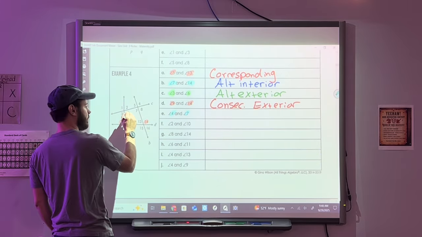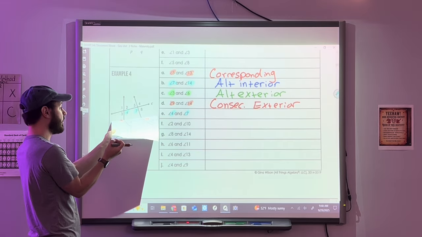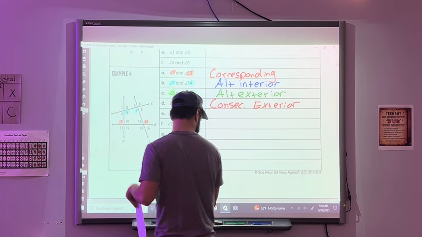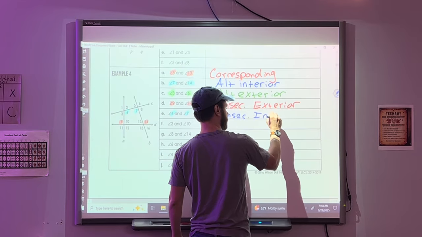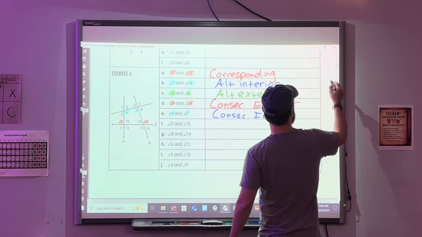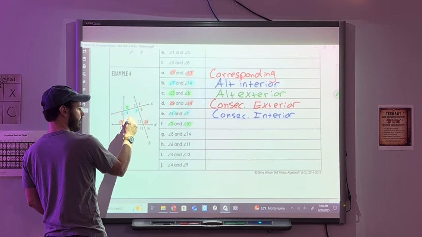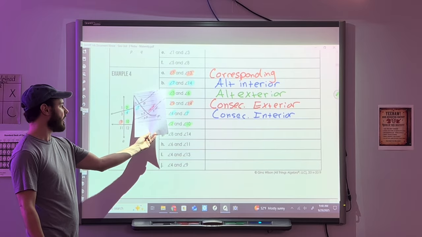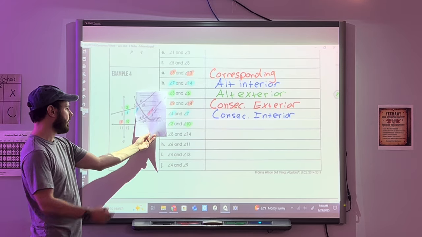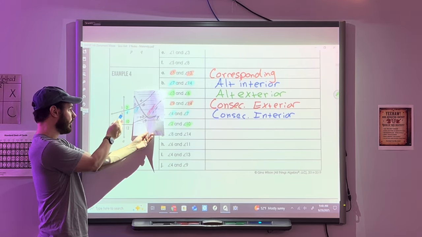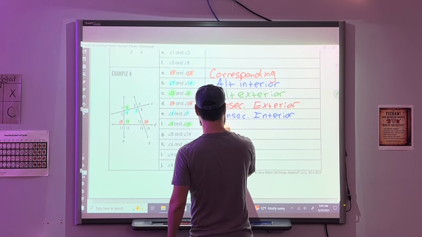4 and 7, 4 and 7. So now we're talking up here. I'm inside of my hamburger and on the same side, the bottom. So I have another consecutive interior. 2 and 10. We're talking about this side. Looks like 1 is on the outside, 1 is on the inside. So my only shot is corresponding. Top right, top right. Okay, we do have corresponding.